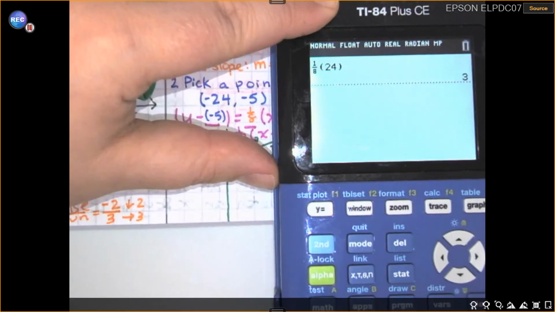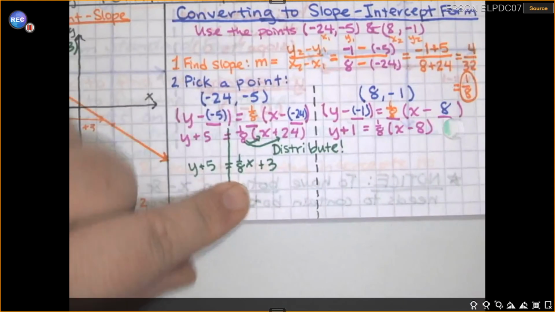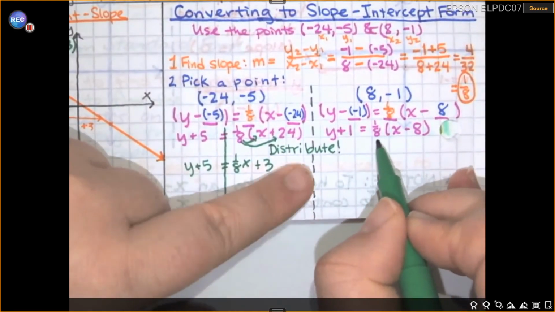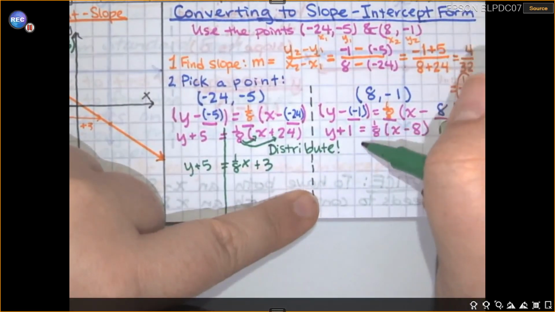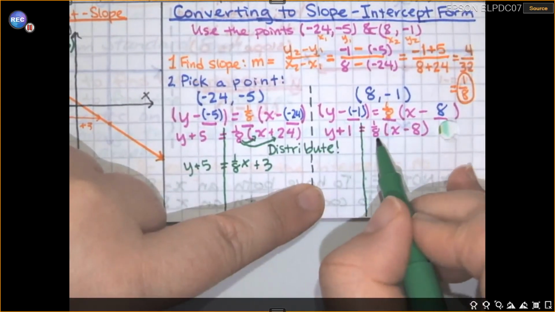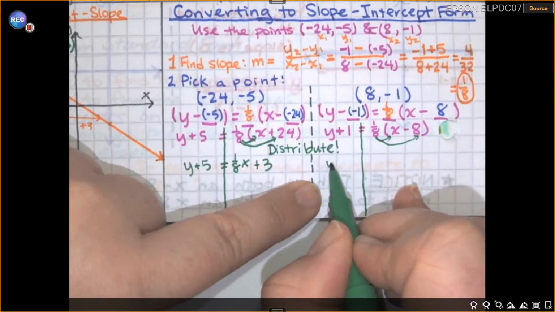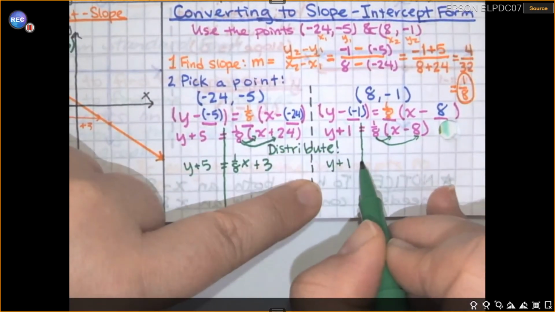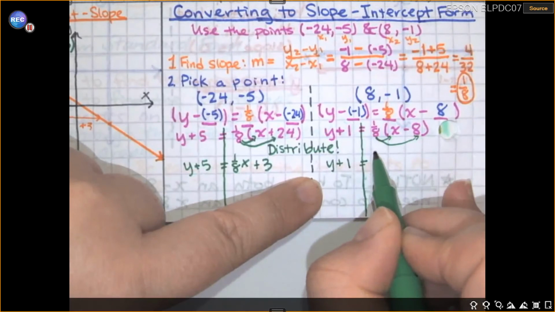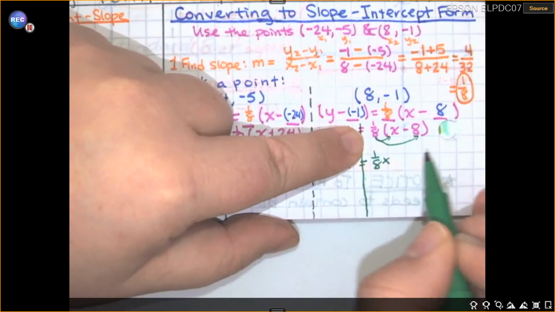Sorry, and you get 3, so you know that's a positive 3. Now I'm going to do the same thing on this side, so I'm kind of solving both of these simultaneously. Over here, again, I'm distributing on the right-hand side. There's nothing to do on the left-hand side, so y plus 1 stays the same. And again, 1/8 times x is just 1/8 x. That's the easy part. But then we have 1/8 times -8.